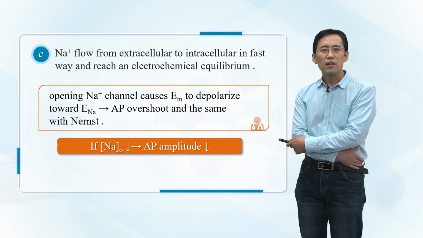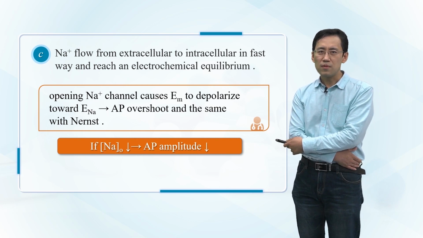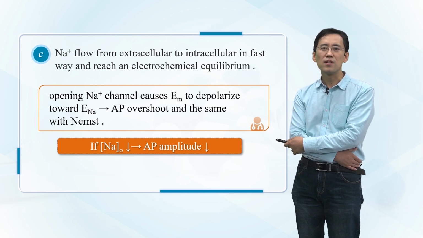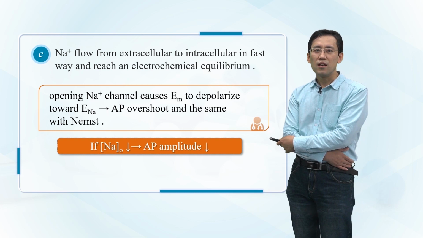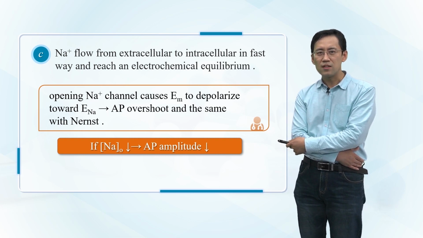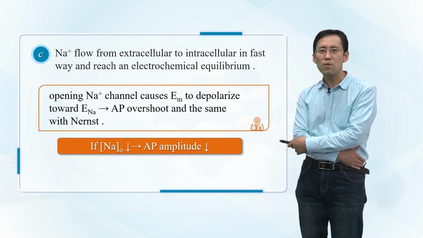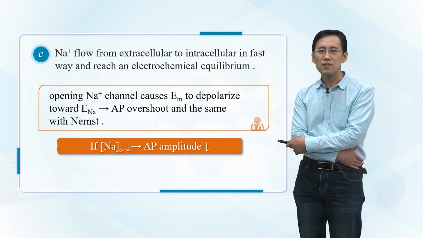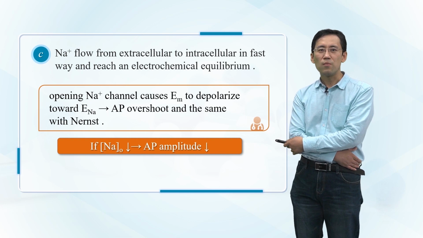So the opening of the sodium channel causes depolarization towards the sodium equilibrium potential, E sodium. So we get the action potential overshoot, using the same Nernst equation.